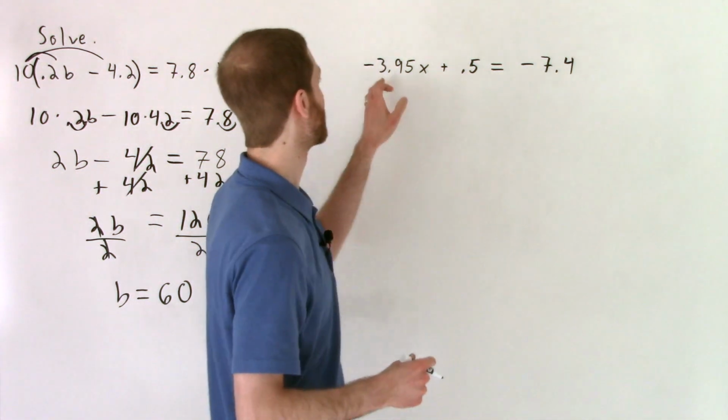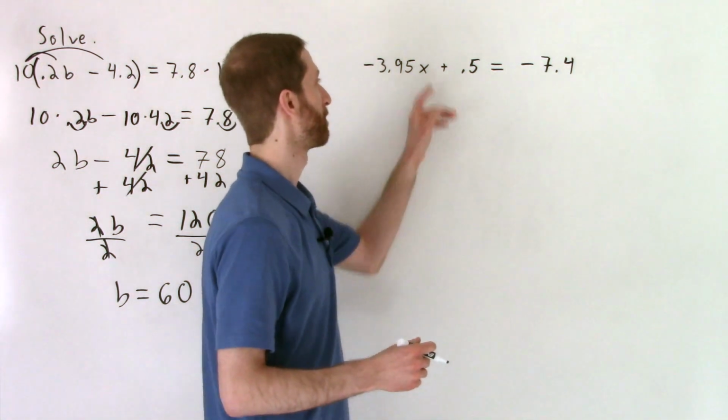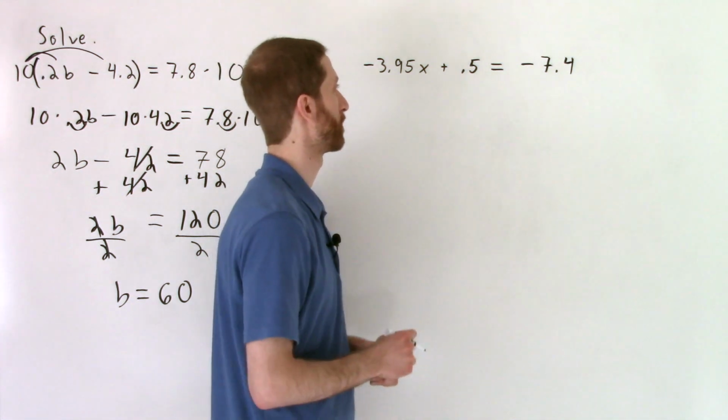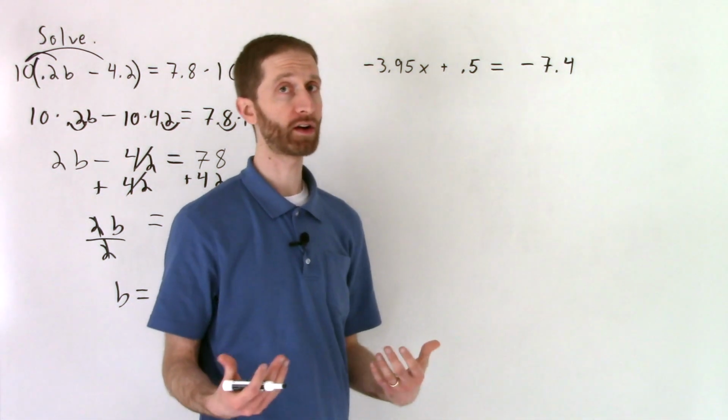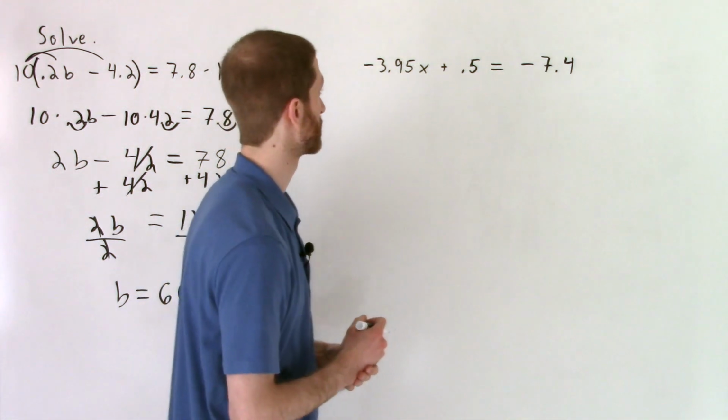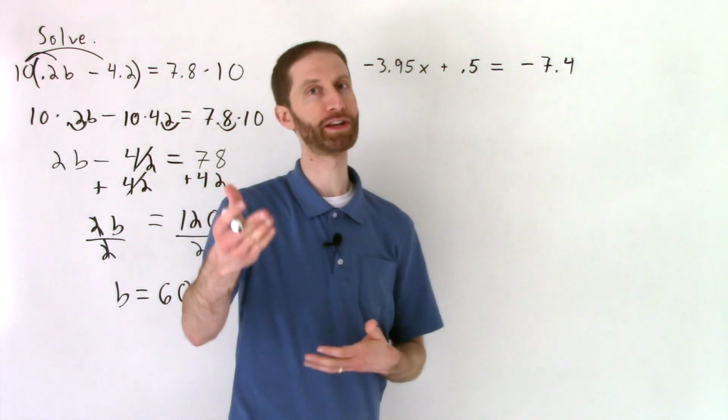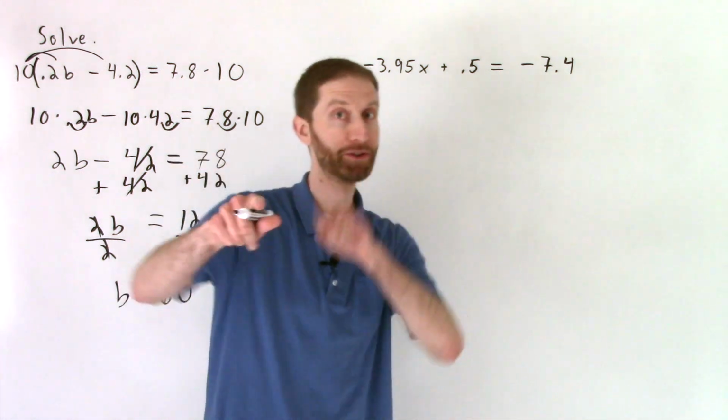Okay, so we've got negative 3.95x plus 0.5 is equal to negative 7.4. Again, we could solve this with a calculator, or we could clear out the decimals.